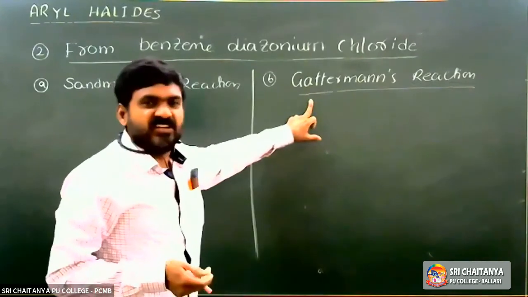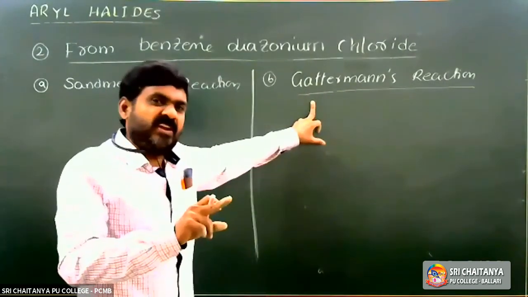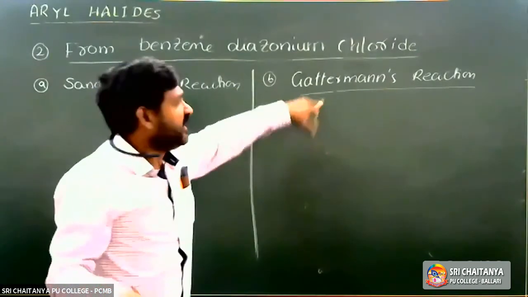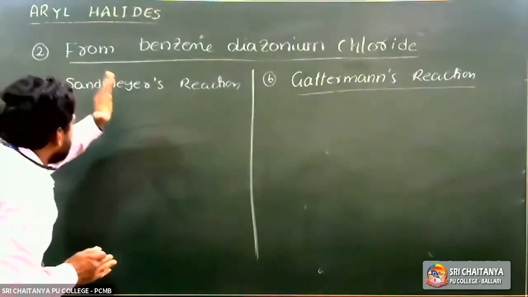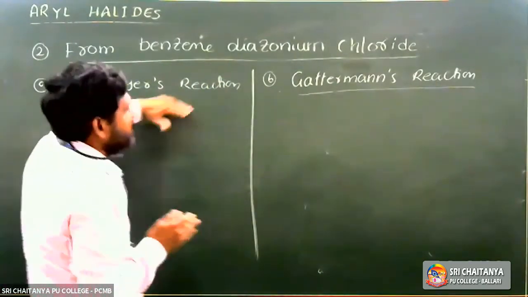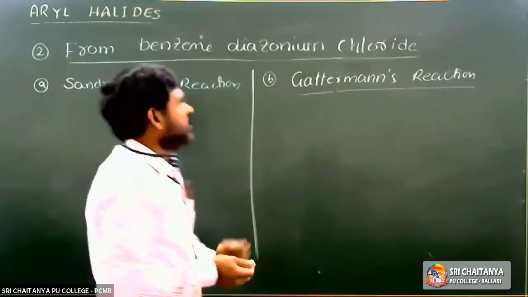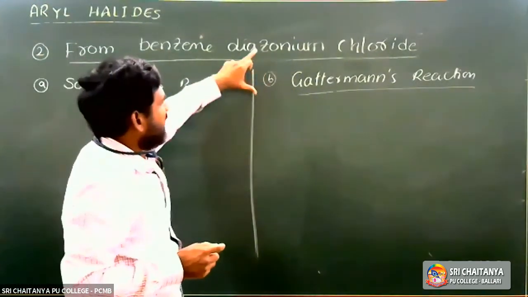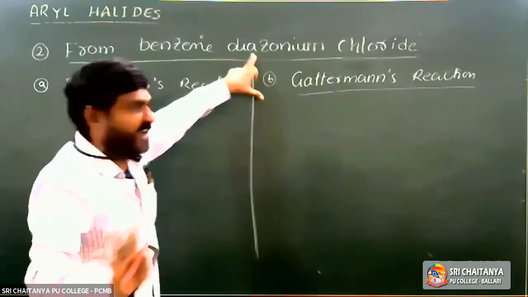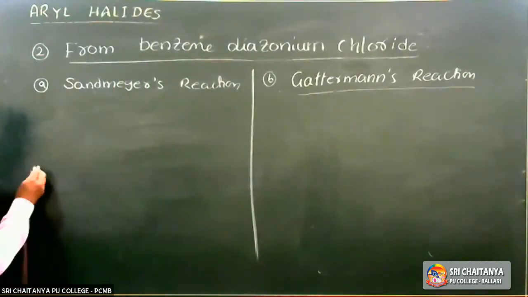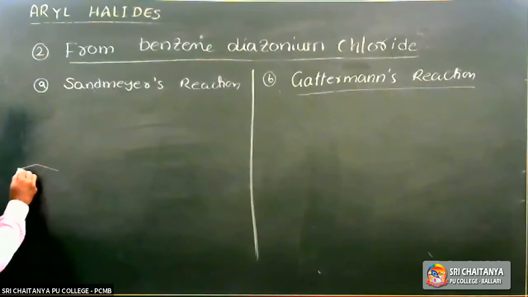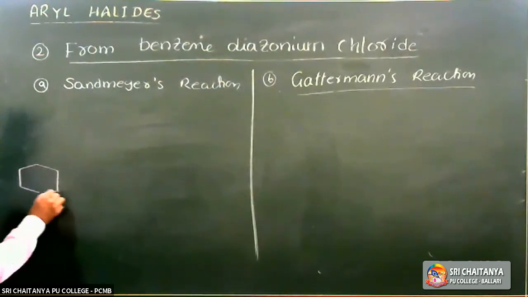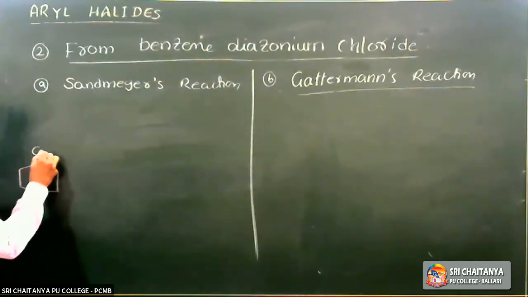What is the Gattermann reaction? In Gattermann reaction also we can prepare haloarenes from benzene diazonium chloride. So what is the difference between Sandmeyer reaction and Gattermann reaction? Haloarenes are prepared from benzene diazonium chloride by Sandmeyer reaction or by Gattermann reaction. Okay, so it is the benzene diazonium chloride. It is prepared from aniline. So this benzene diazonium chloride, it is a benzene ring. Come on, it is very important.